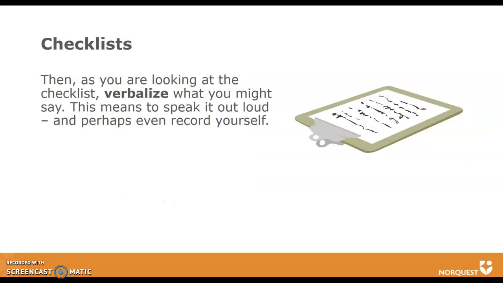Then, as you are looking at the checklist, verbalize what you might say. This means to speak it out loud, perhaps even record yourself.